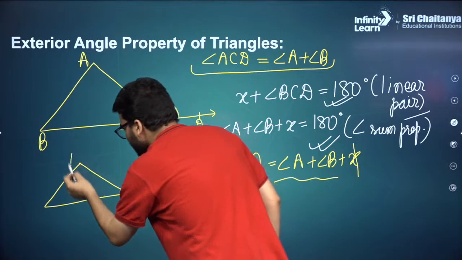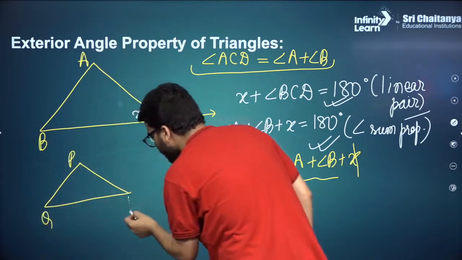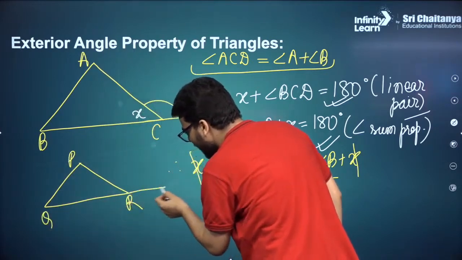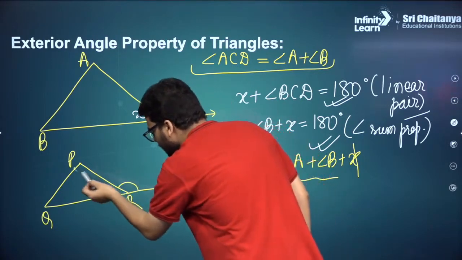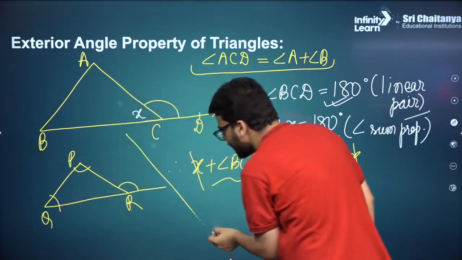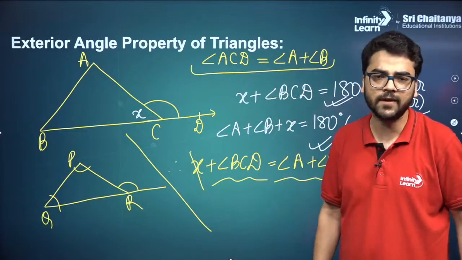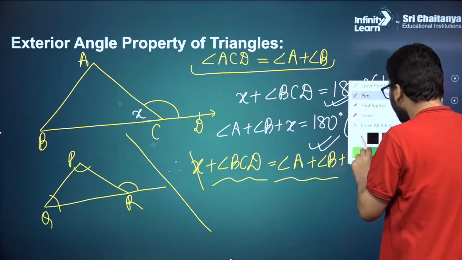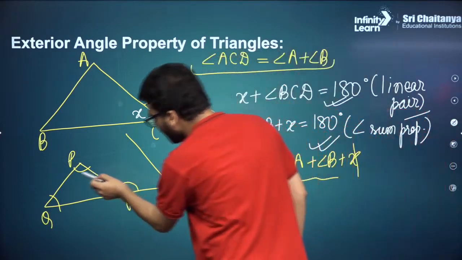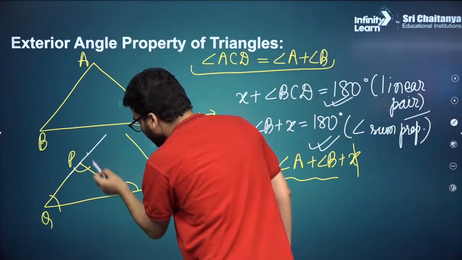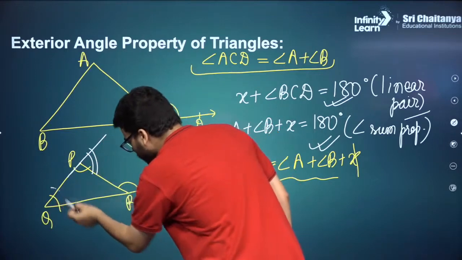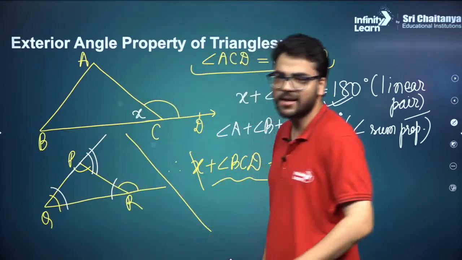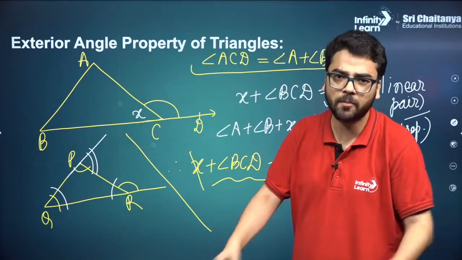So suppose I've got this triangle PQR over here. Suppose I'm extending this side. So this angle is equal to this angle plus this angle. The exterior angle so formed is equal to the sum of the two interior opposite angles. Suppose over here you extend the other side as well. For example, I'm extending this over here. So this angle so formed will be equal to this plus this. The exterior angle so formed is equal to the sum of the two interior opposite angles.